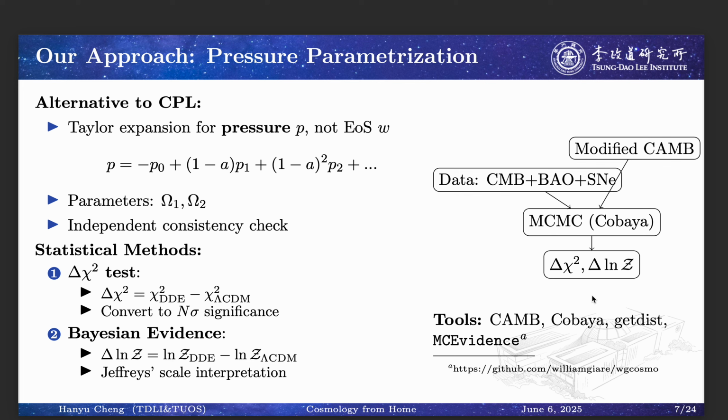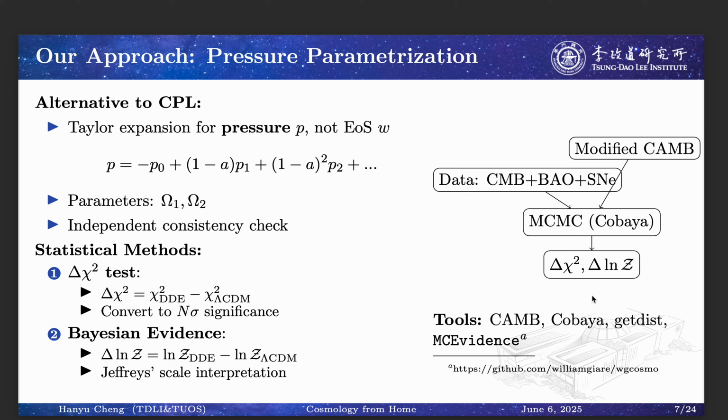And we use 2 different statistical methods in our project. The first one is the delta chi-square test. This delta chi-square value can be converted to n sigma significance. And we also consider Bayesian evidence. This Bayesian evidence not only considers the maximum likelihood, it also considers how many parameters are in your model. The more parameters in your model, the more the Bayesian evidence would penalize your model.